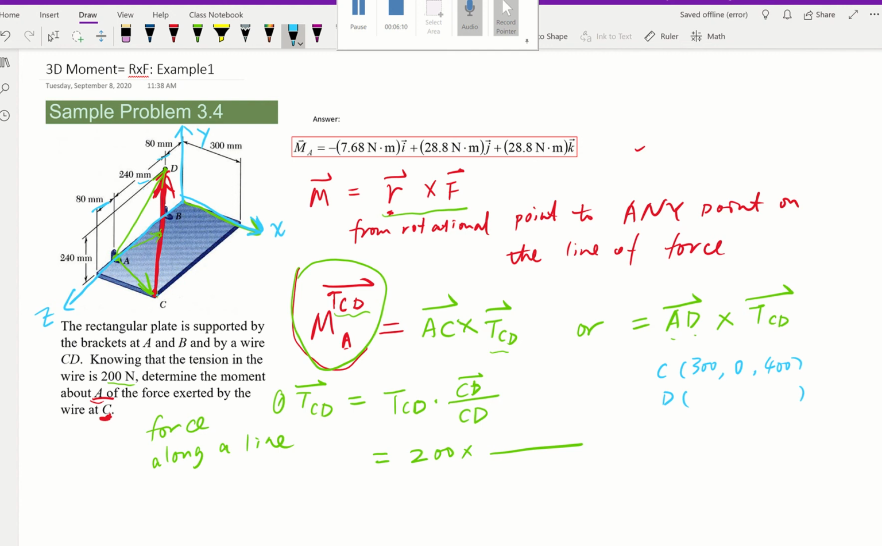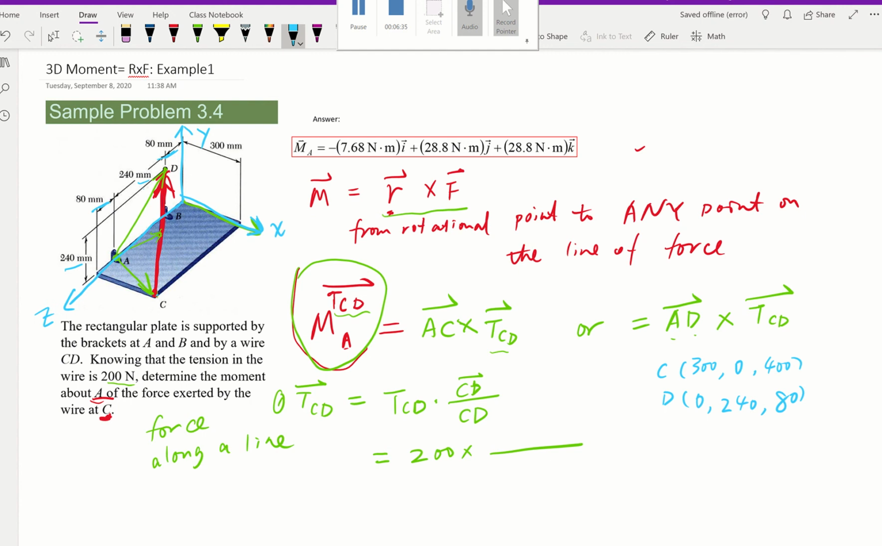Okay, now let's look at D. D is on the YZ plane, so the x coordinate would be 0. And how tall is it? What is the y coordinate? This 240, right? And how about z? It's in the positive z direction, but how much forward? It's this 80. So we have that figured out.